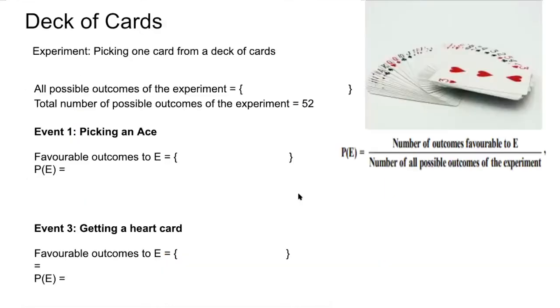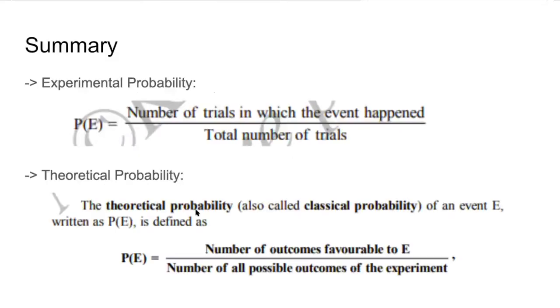So we write down all the possible outcomes in a bracket, and then whenever there is an event, we write down which of those outcomes satisfy the event. However many outcomes come here, that divided by the total number of outcomes will be the probability of that event. So this is how theoretical probability works.